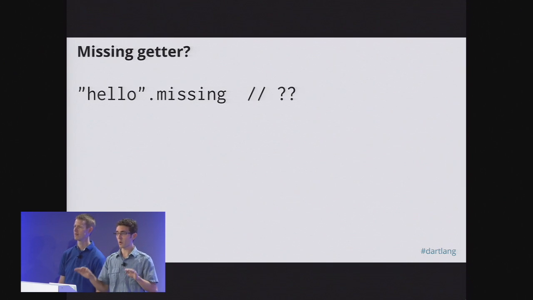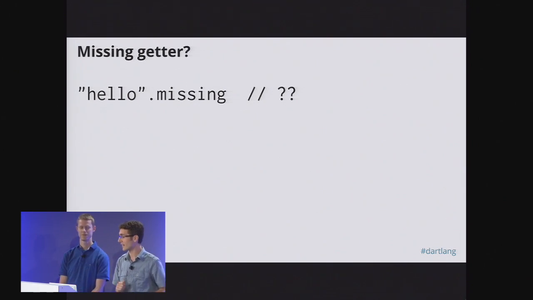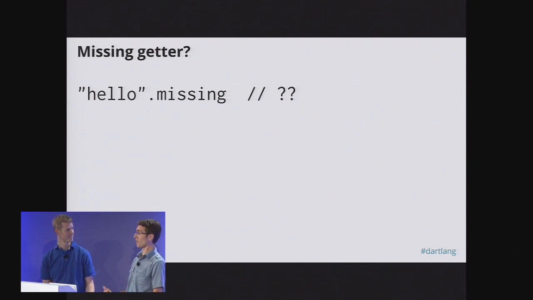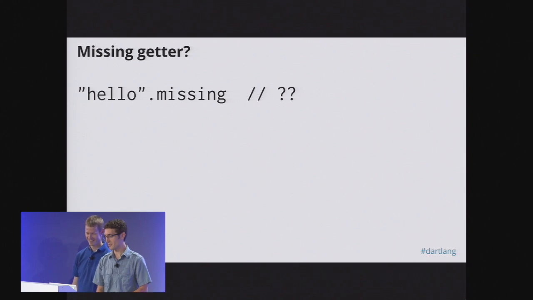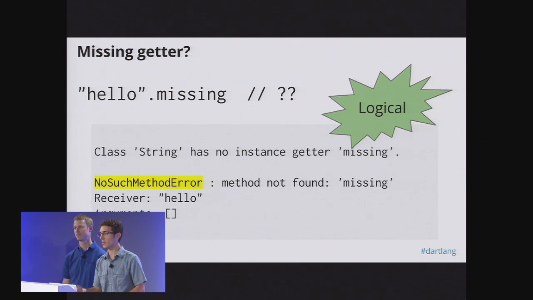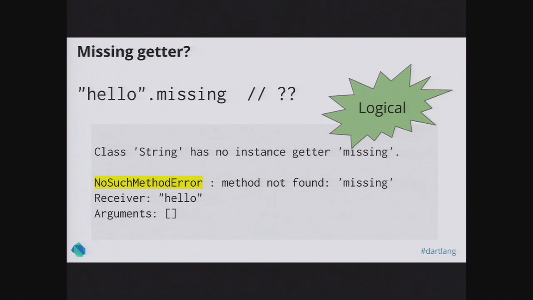OK, pop quiz time. Here's a string, hello, we call dot missing, which obviously does not exist on string. What would you want to happen at this point? Undefined? I don't want undefined. I want to be told that there's no missing method on string. And sure enough, at runtime, when you hit code like this, the program tells you with a very clean error. So a much more logical programming experience.